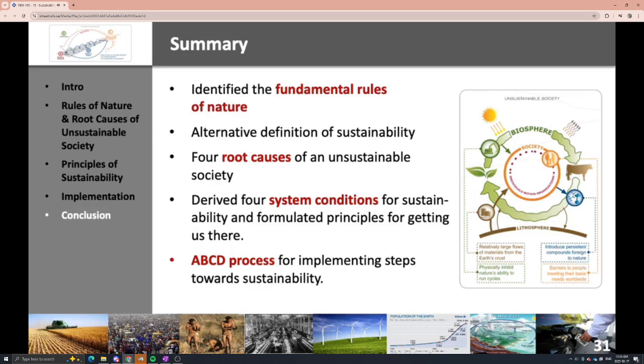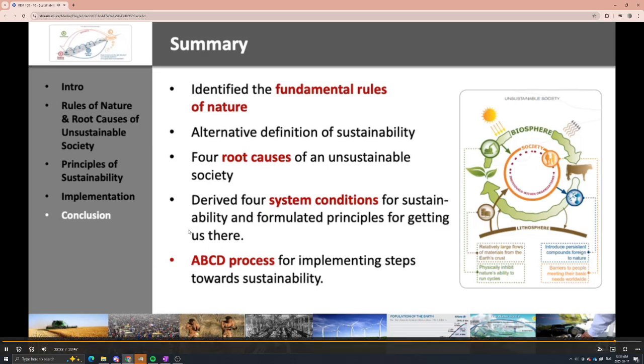Let's wrap everything up. We started with the realization that the Brundtland definition for sustainable development is not really helpful for deciding how we can become more sustainable. It's a very useful overall vision, but it's not very practical for making decisions. We therefore took a different approach that started with identifying the fundamental rules of nature. These rules describe how the Earth system works, and any society that wants to be sustainable needs to function within the constraints given to us by nature.